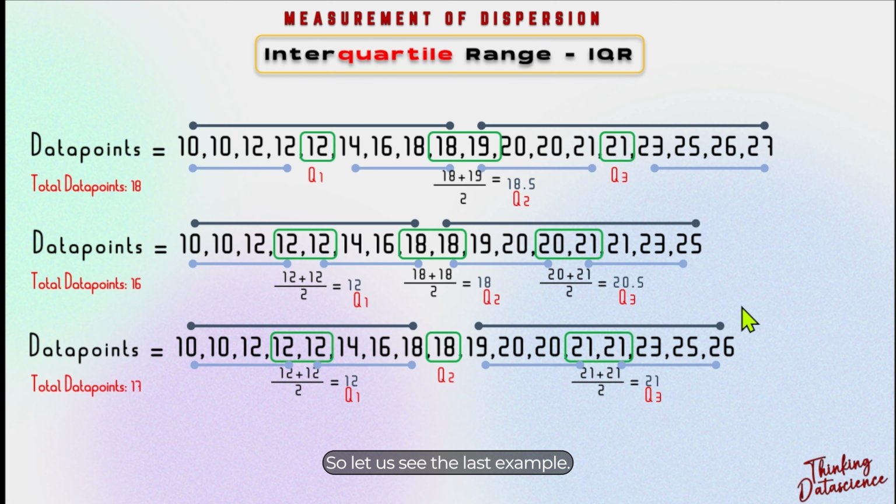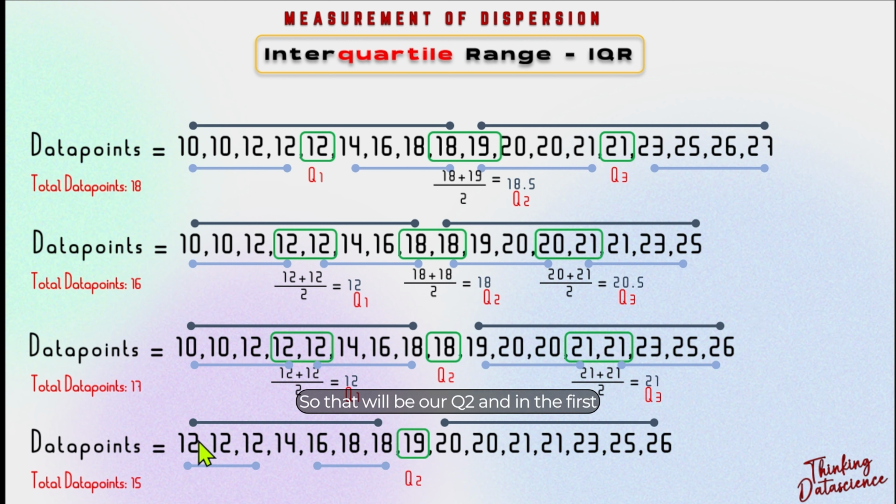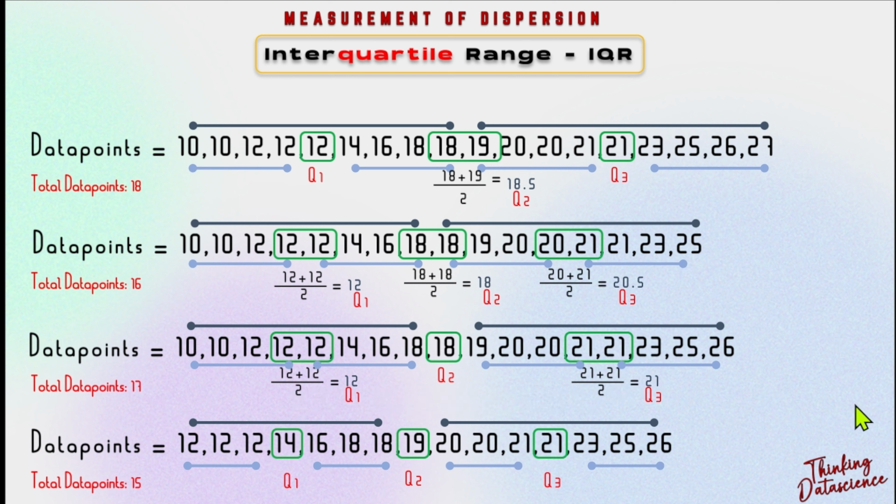Let us see the last example. Here we have 15 data points. Let us take the middle number. We have 19 as the middle number, so that will be our Q2. In the first portion we have 14, so that will be our Q1. And in the latter portion we have 21, that will be our Q3. The last one was very simple. We don't have to take a mean like in the previous examples. So we found Q1, Q2 and Q3.